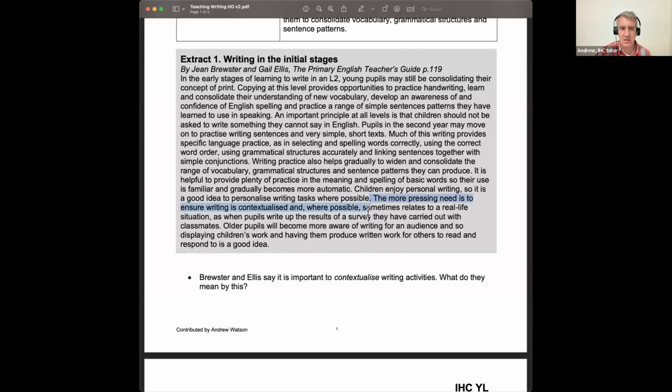the more pressing need is to ensure writing is contextualized and, where possible, sometimes relates to a real life situation, as when pupils write up the results of a survey they have carried out with classmates. So there are lots of surveys that you can do. It could be about healthy eating, what music format you use. Do you use MP3? Do you use CDs?